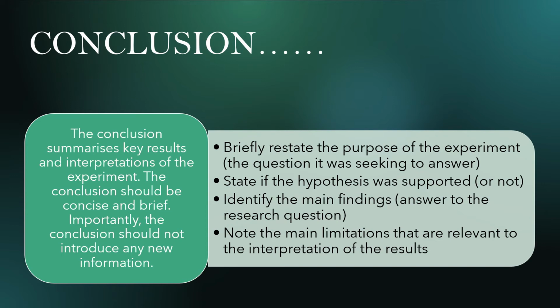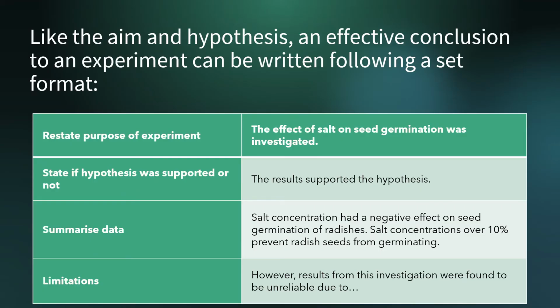Then you need to identify the main findings, so the answer to your research question or hypothesis, and the main limitations that are relevant to interpreting your results. Again, here we go with an example here. So this is an example of an effective conclusion. So you could then substitute the words that are included here to your own wording based on whatever prac that you did. So we can start off with stating if your hypothesis was supported or not.